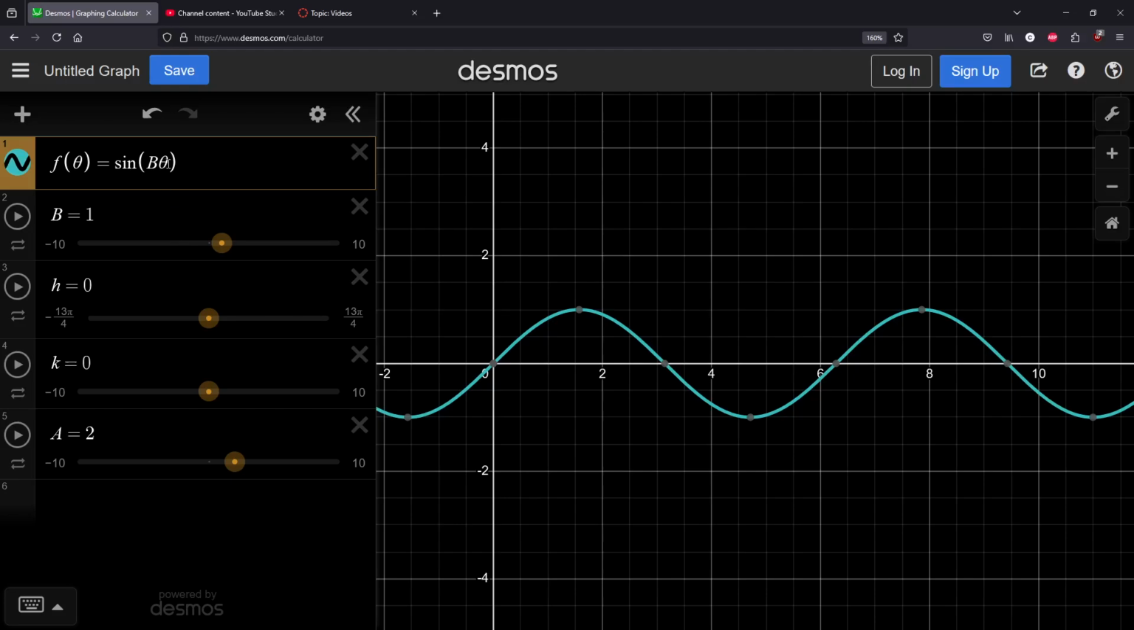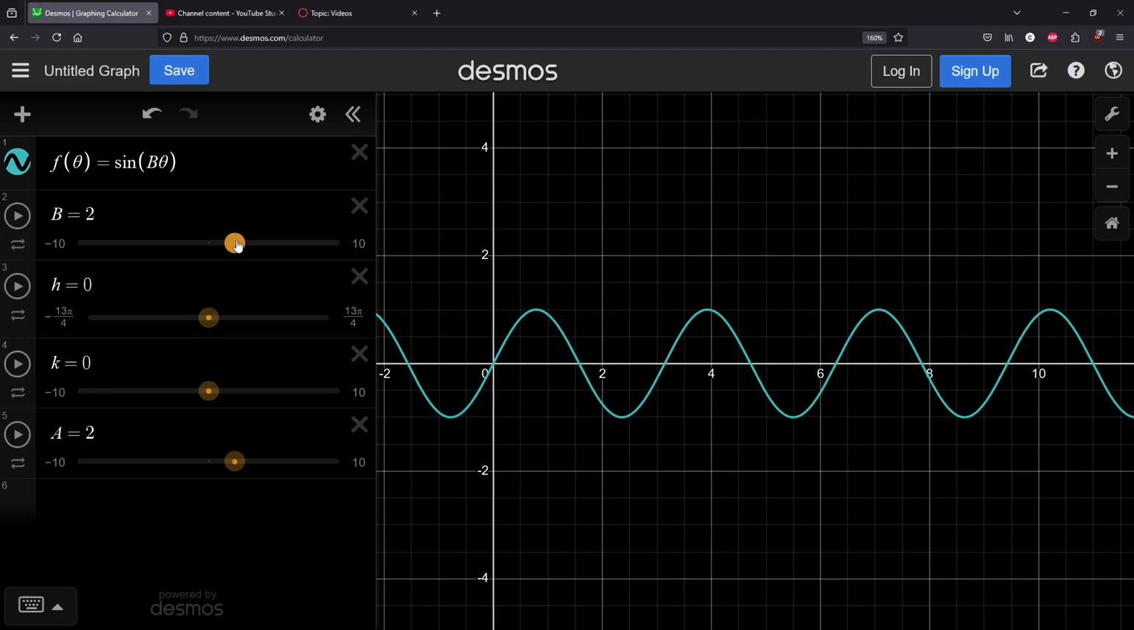Let's think. What we actually need is, once the inside of this reaches 2 pi, one full cycle is done. So if b increases, if b becomes 2, I'm multiplying the inside by 2. So theta only needs to become pi to complete one full cycle. So if b is greater than 1, it actually compresses, because instead of needing theta to go all the way to 2 pi, it just needs to get to pi and I finish one cycle. So let's see this. As I increase it to 2, we see that one full cycle finishes at pi.